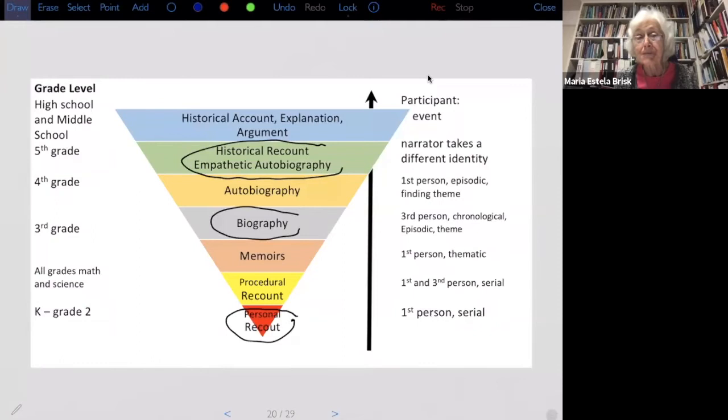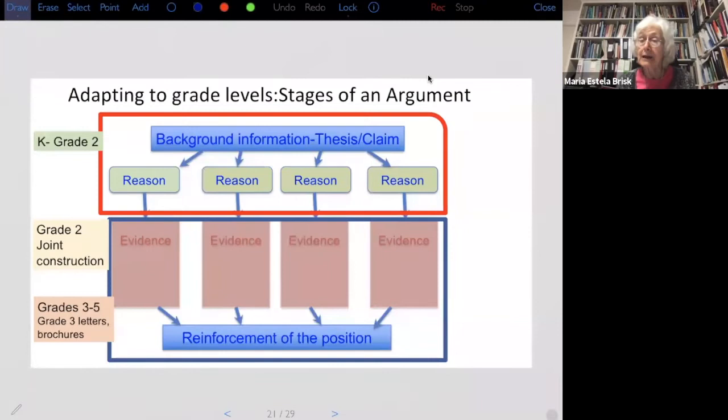The other way is to choose the amount, the structure or the language that you're gonna teach. So for instance, with argument writing, for the early grades, we only give the kids the thesis or claims and we have them look for reasons. We don't have them deal with evidence until second, third or above. So that's another way to deal with difficulty.